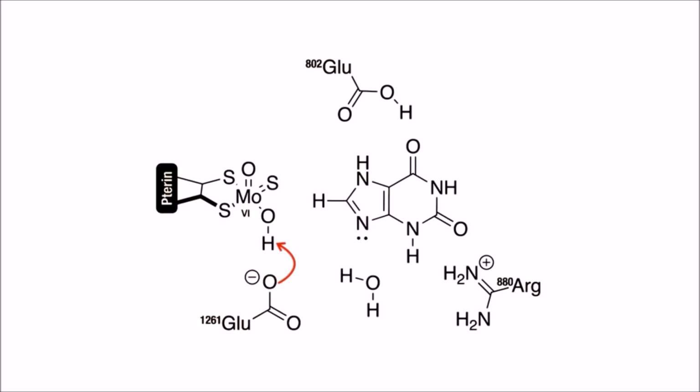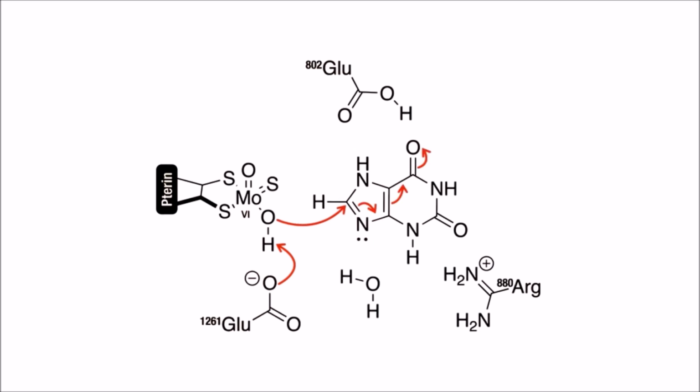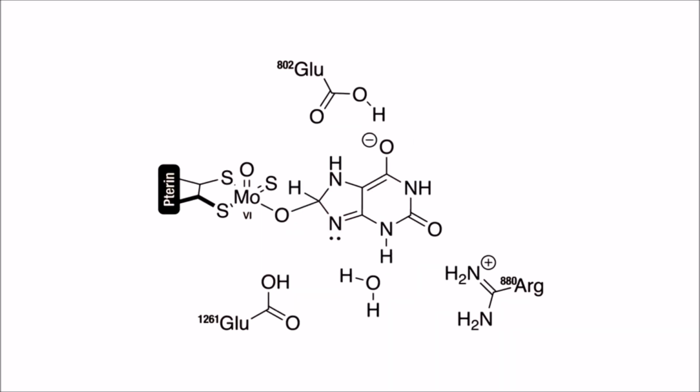By abstracting the proton on MoCo's hydroxyl group, the active site's oxygen atom can make a nucleophilic attack on this carbon, on the xanthine. The negative charge is stabilized as seen here, resulting in the formation of this enzyme substrate complex. From here, the second step can begin.